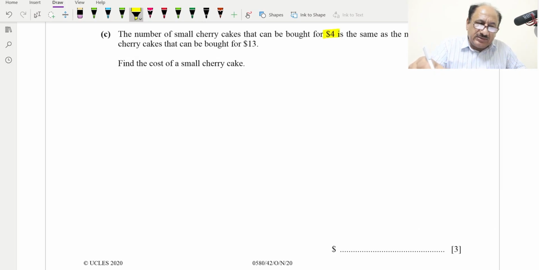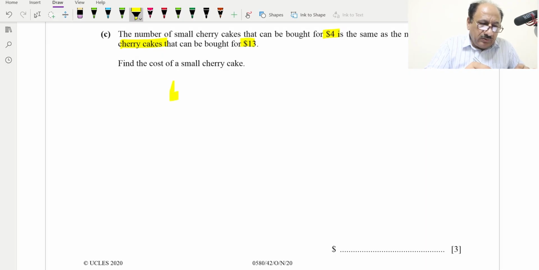is the same as the number of large cherry cakes that can be bought for $13. So $4, the number of small cherry cakes. Small cakes will be $4, 13 cakes. So we can check this one. Basically we can write the equation.